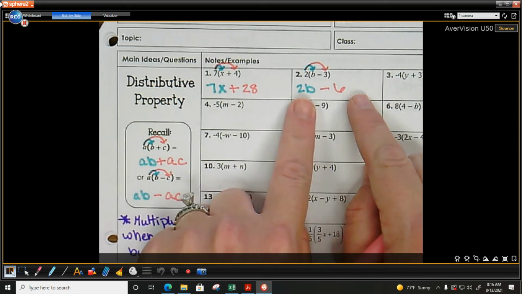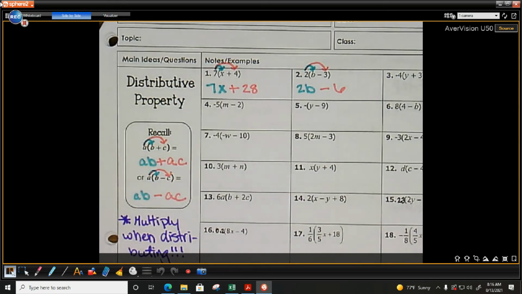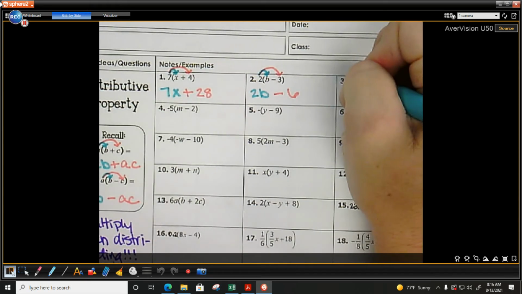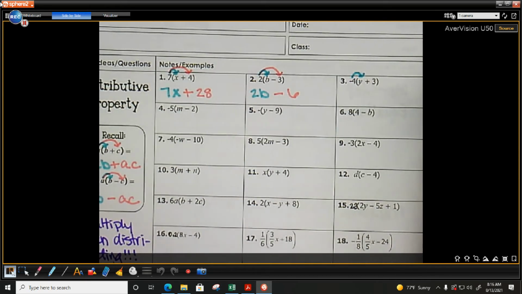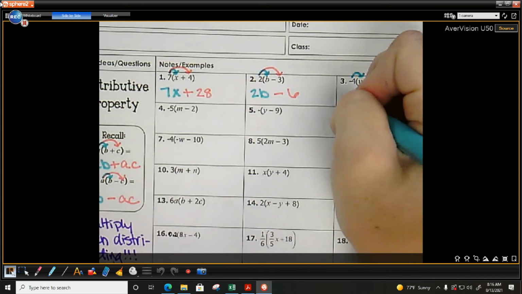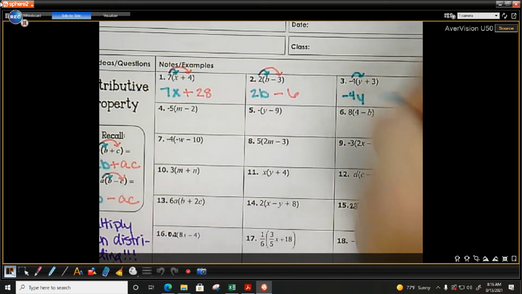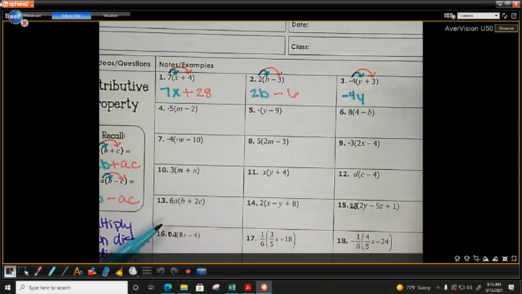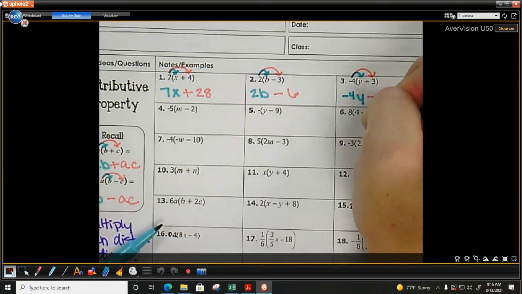Next one. Let's distribute the negative 4. Negative 4 times y is? Negative 4y. And then negative 4 times a positive 3 is? Negative 12. Negative 12. How are we feeling about these, guys? Pretty good? Not too hard?